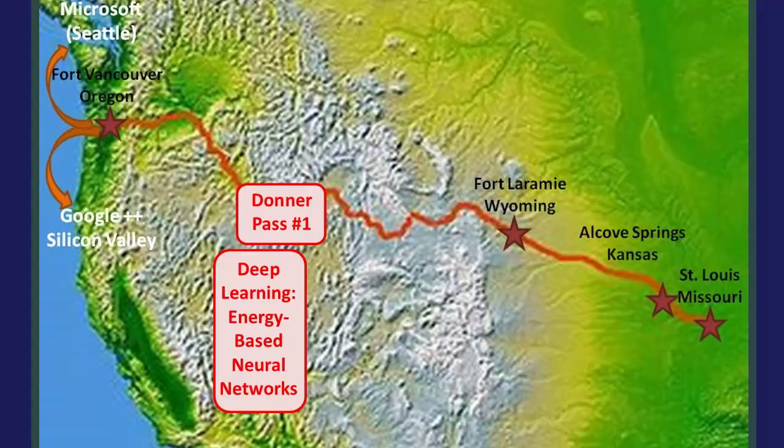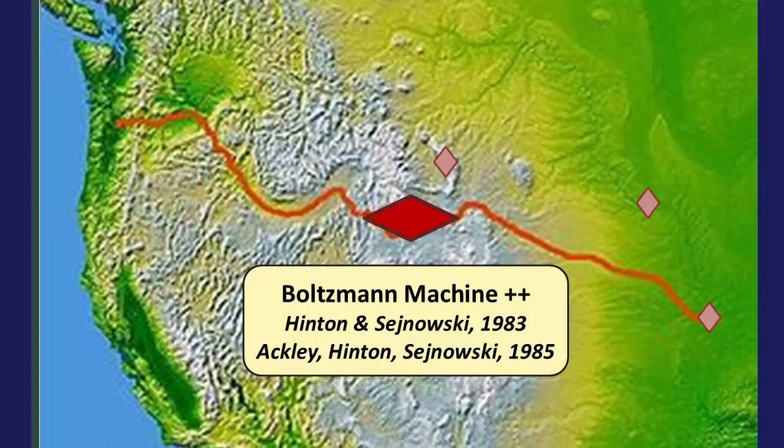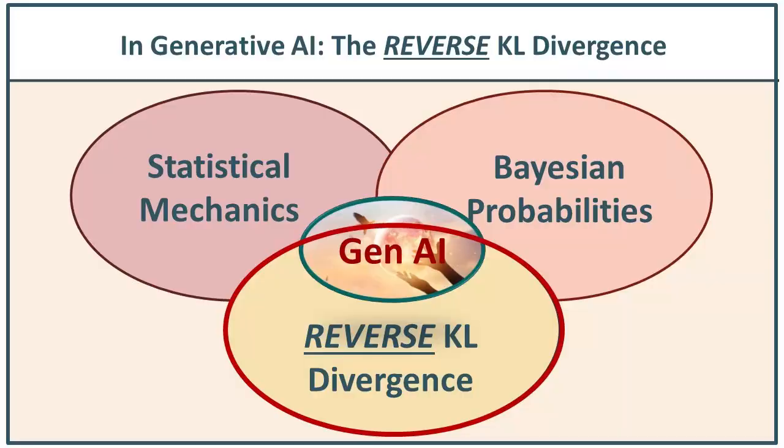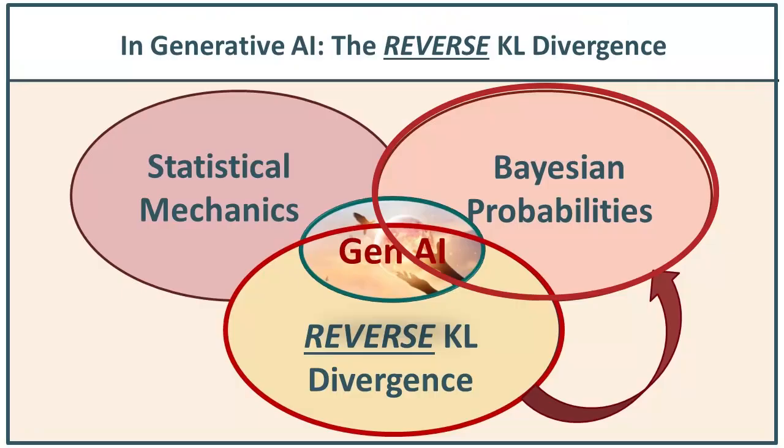In order to move into generative AI, we need to go through what I call the Donner Pass, the Sierra Nevada mountains of AI, which is that confluence of the 3 elements that are needed in order to have generative AI. And those 3 elements are, first of all, the reverse Kullback-Leibler divergence. That's where you compare the model against a set of observations. Secondly, you have Bayesian probabilities.